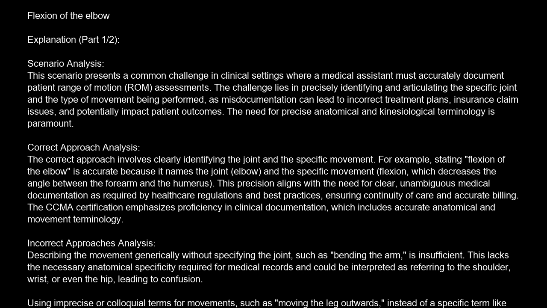For example, stating flexion of the elbow is accurate because it names the joint, the elbow, and the specific movement, flexion, which decreases the angle between the forearm and the humerus. This precision aligns with the need for clear, unambiguous medical documentation as required by healthcare regulations and best practices, ensuring continuity of care and accurate billing. The CCMA certification emphasizes proficiency in clinical documentation, which includes accurate anatomical and movement terminology.